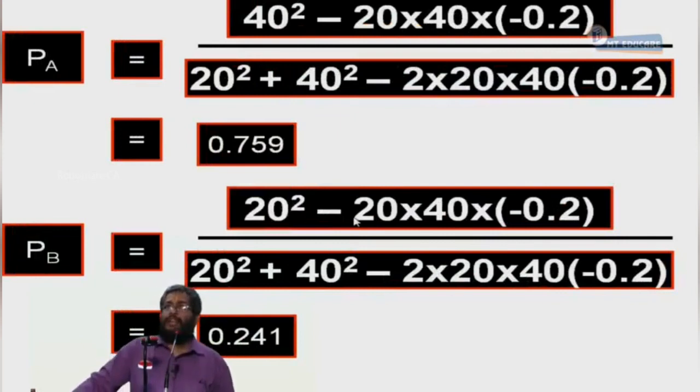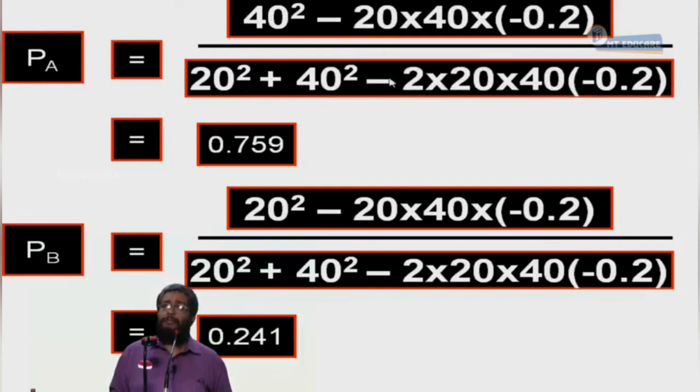Okay. 40 squared is what? Sigma B squared, in the standardization of B, 40. Isn't it correct? 40 squared minus sigma A, sigma B: 20 into 40 into correlation, which is minus 0.2. When you simplify, the minus into minus becomes plus. So the answer will be 40 squared plus 20 into 40 into 0.2, divided by 20 squared plus 40 squared minus 2 into 20 into 40 into minus 0.2.